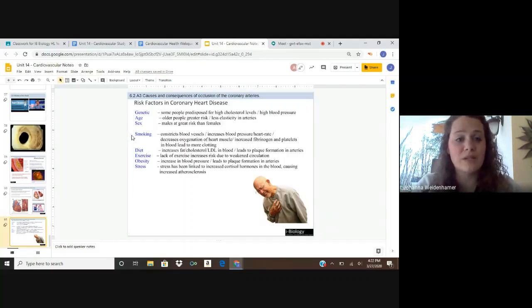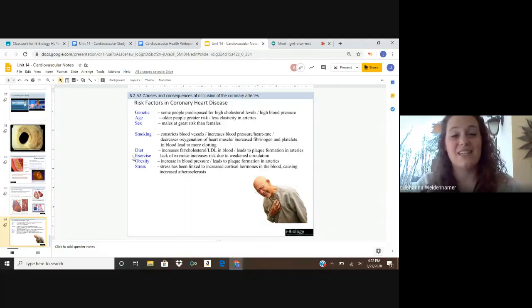Smoking is a big one. Smoking can constrict blood vessels. It can increase blood pressure, heart rate, and decrease oxygen going to your heart muscles. So a lot of different things can happen if you do smoke. Diet has an impact. It's a risk factor. If you eat a lot of fatty foods, cholesterol, LDL in blood can lead to plaque formation and possibly blood clotting happening if your artery wall breaks, and therefore can totally block the oxygenated blood from getting to where it's supposed to go.